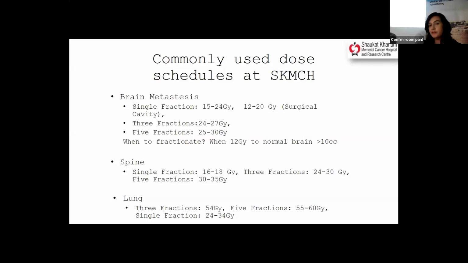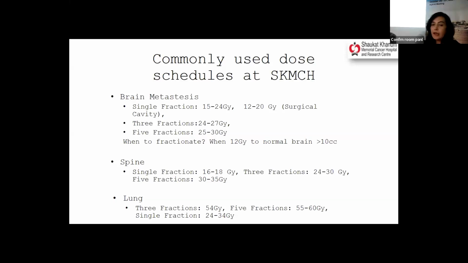Most of our spine cases, we have been able to do with 18 gray. That's our standard single fraction dose for spine. 3 fractions, 24 to 30, and 30 to 35 for 5 fractions. Lung, we use 54 gray in 3 fractions, 54 gray in 5 fractions, 55 to 60.